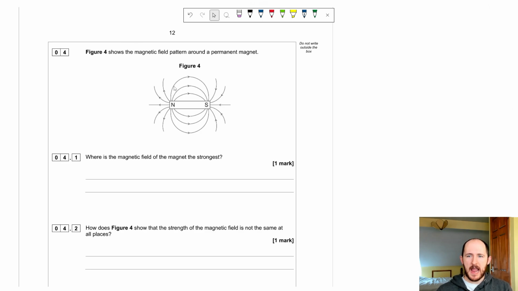But we have a magnetic field pattern, and it says, where is the magnetic field of the magnet the strongest? Now, if you've ever used a magnet, like played around with it, you might know this just from experiencing it, right?